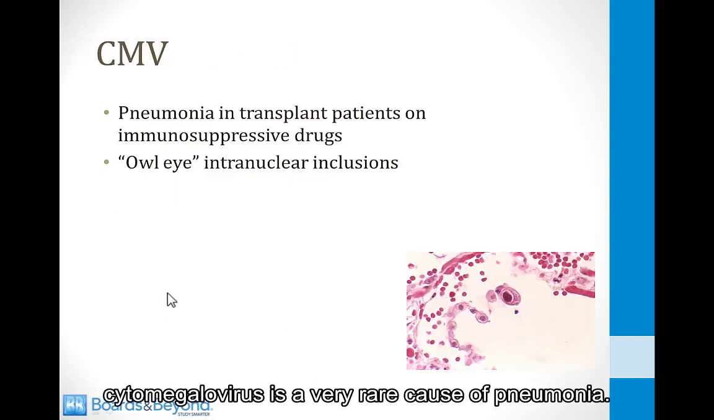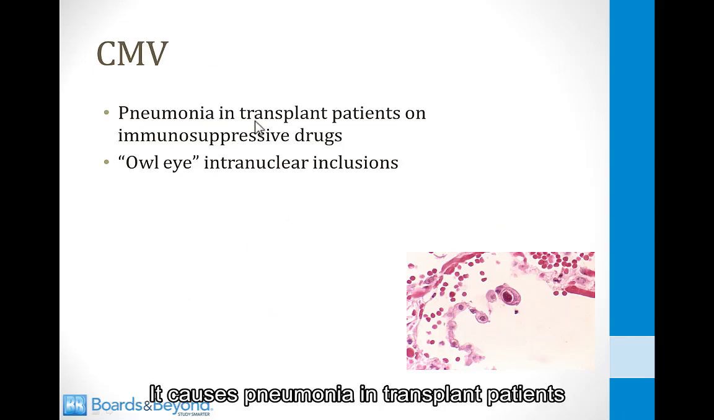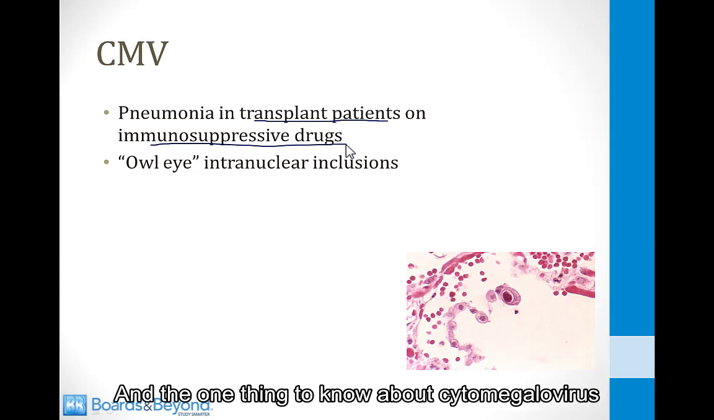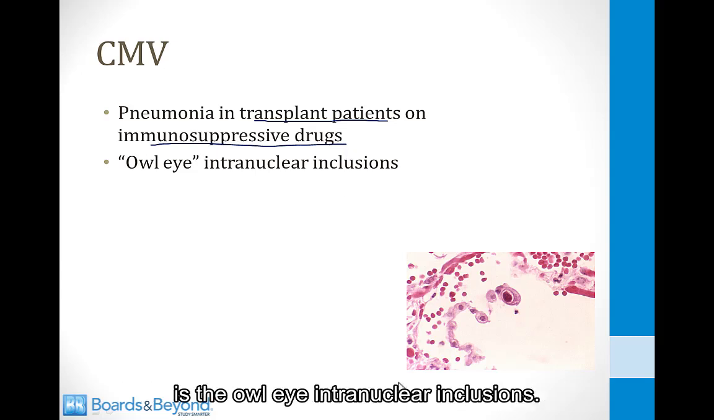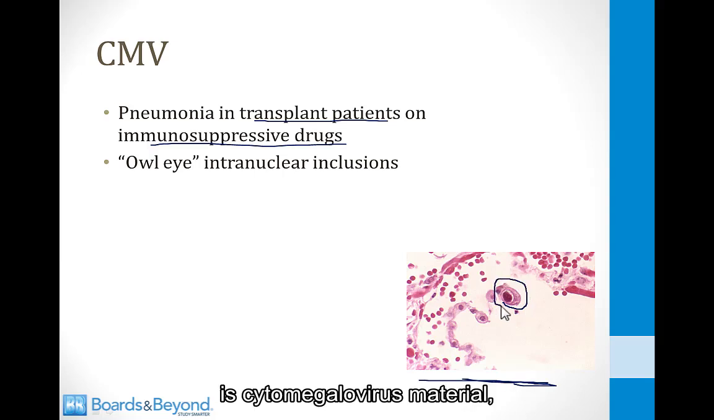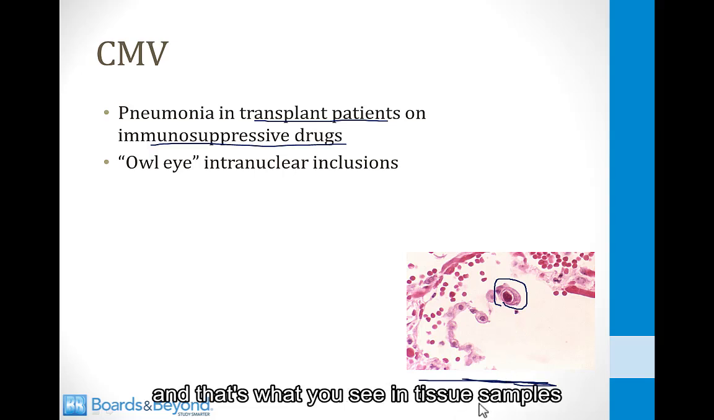Cytomegalovirus is a very rare cause of pneumonia. It causes pneumonia in transplant patients on immunosuppressive drugs. And the one thing to know about cytomegalovirus is the owl eye intranuclear inclusions. This is an example of it down here. So the dark stuff inside this cell here is cytomegalovirus material, and there's a little clearing around it which gives it sort of a halo, and this is described as an owl eye intranuclear inclusion. And that's what you see in tissue samples of patients who have CMV pneumonia.